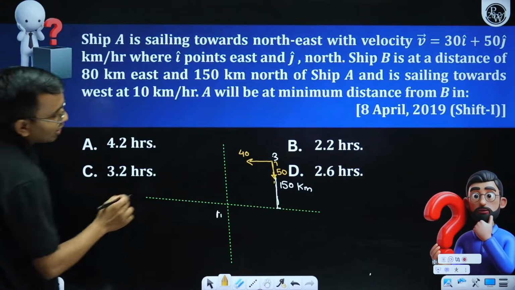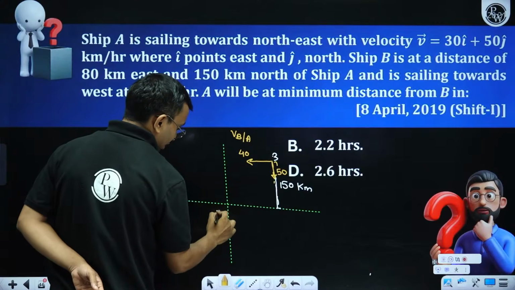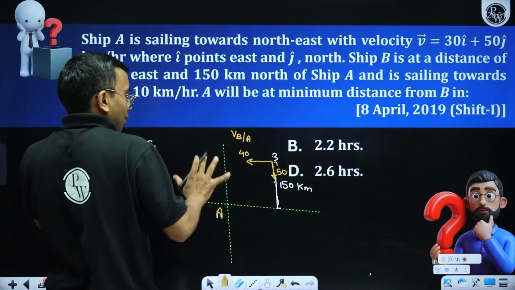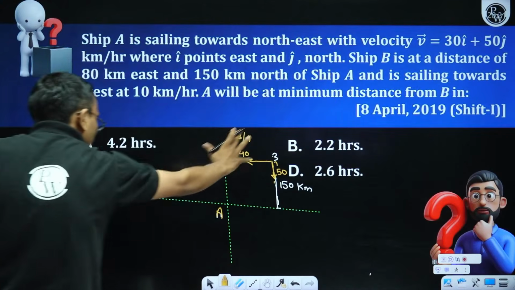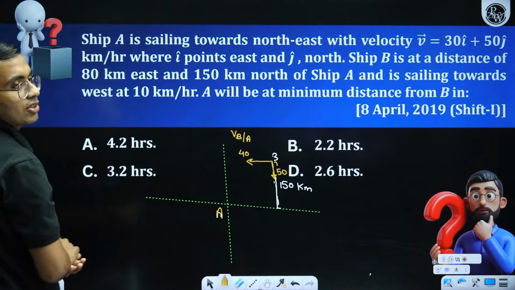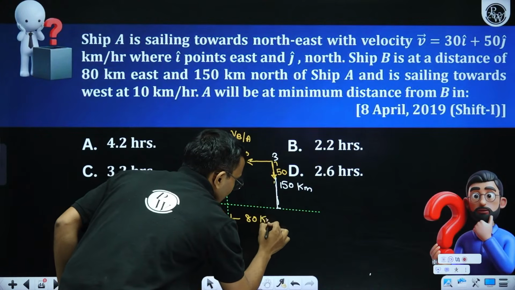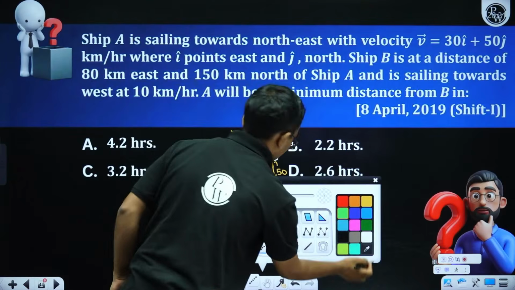So this is velocity of B with respect to A now. A is here, so I am standing on A. Standing on A means A is at rest, and now I am seeing the motion of B with respect to A. So B will be passing somewhat like this. This distance is 80 kilometers. Now see carefully in this.